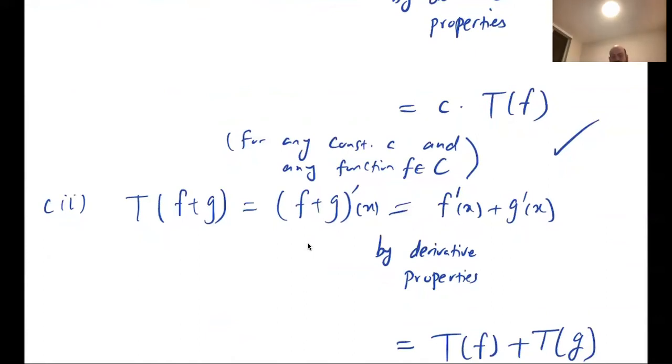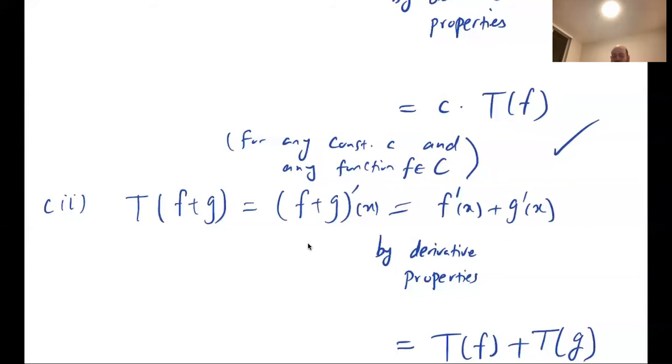So when you want to show that something is linear, you have to prove it in general. You have to check the conditions in general for any function or any vector, depending on the context. But if you want to show something is not linear, then you need to show that it fails for at least one example.